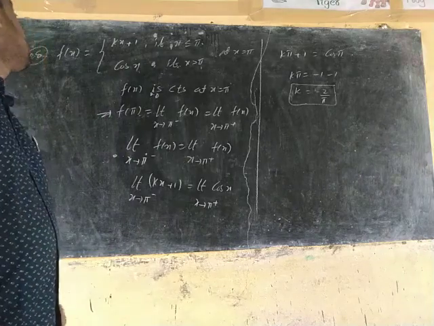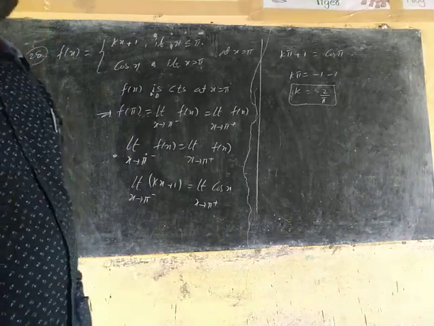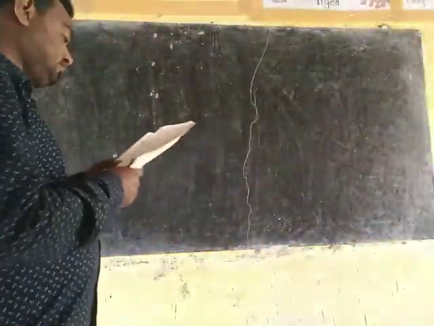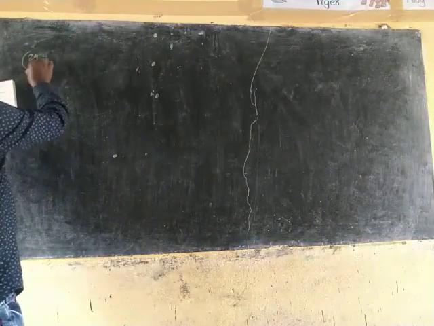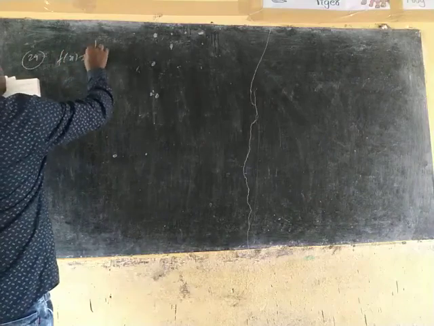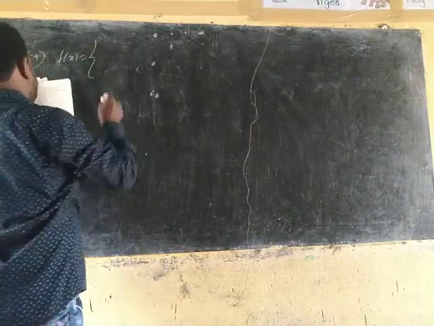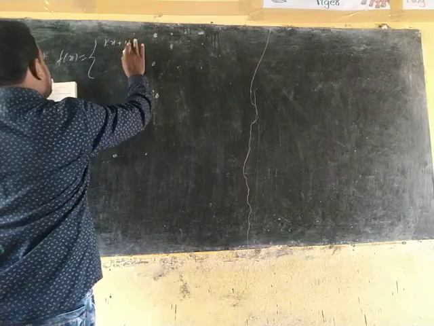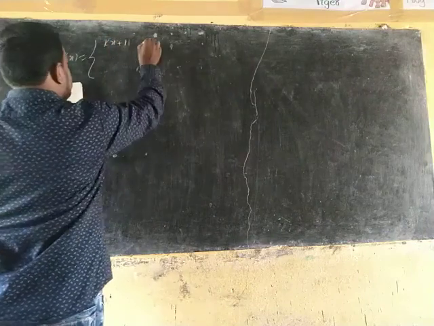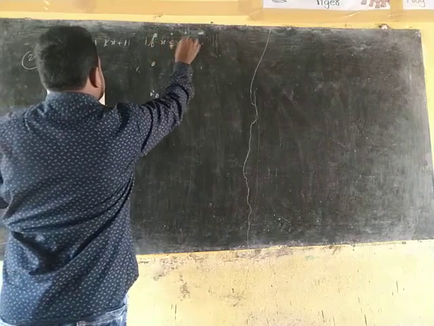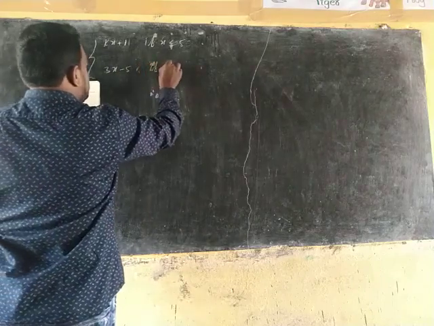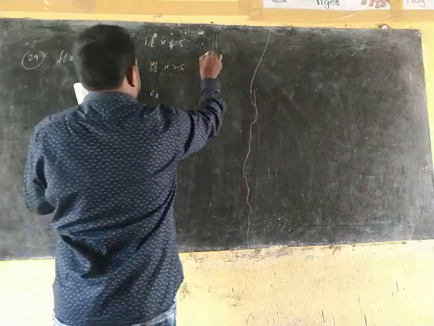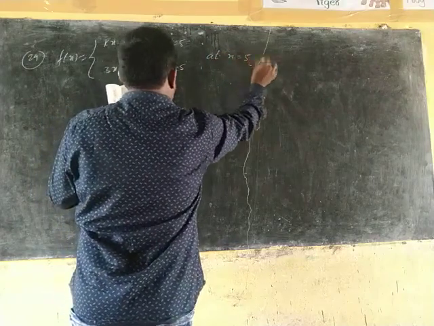Next, question number 29. f of x is equal to kx plus 1 if x is less than or equal to 5, and 3x minus 5 if x is greater than 5. It is continuous at x equals 5.